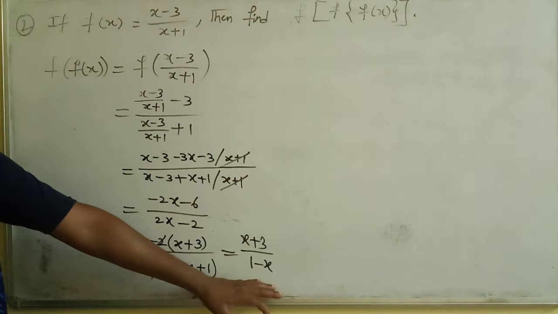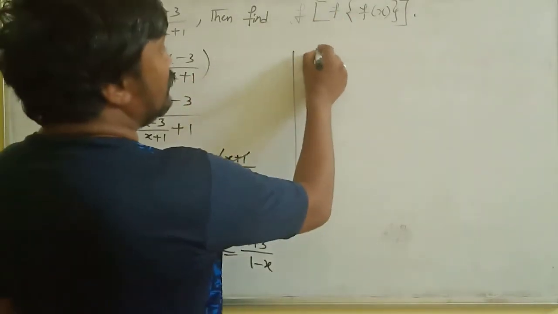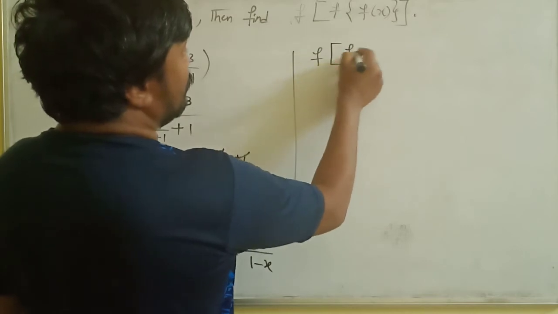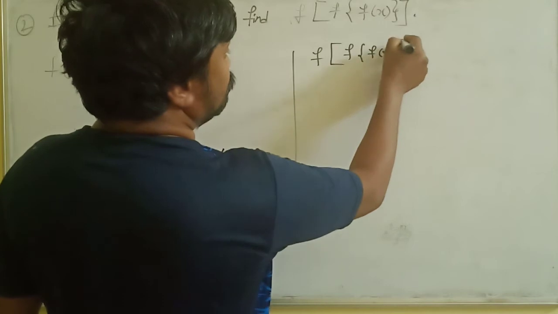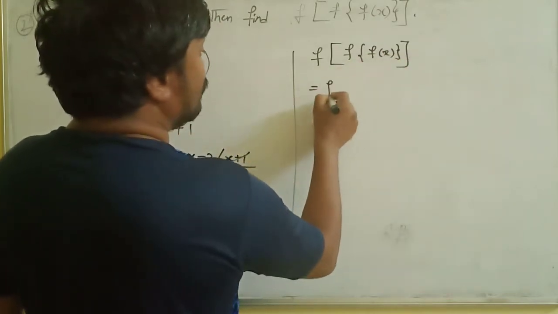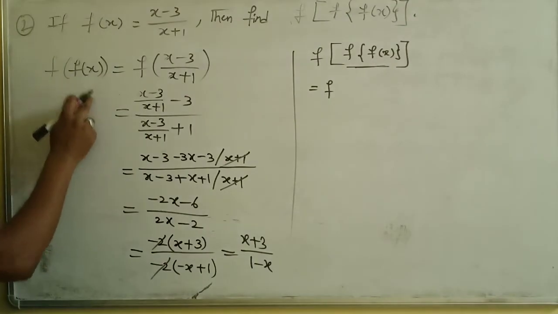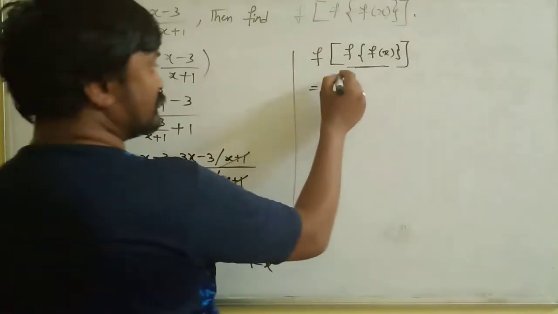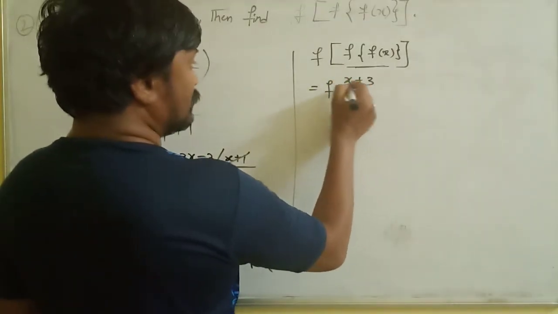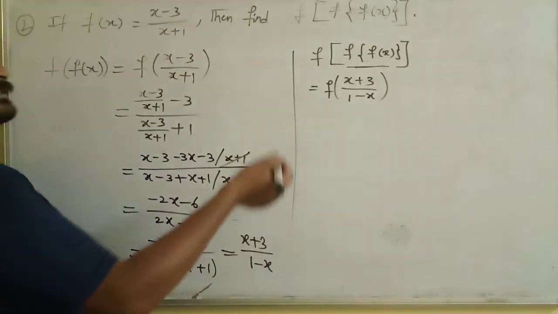Just substitute this in this. So now what do I write here again? f of x. So now what is this f of x? We find f of x as x plus 3 upon 1 minus x. Just substitute x plus 3 upon 1 minus x. So now again, wherever x is there, substitute that.